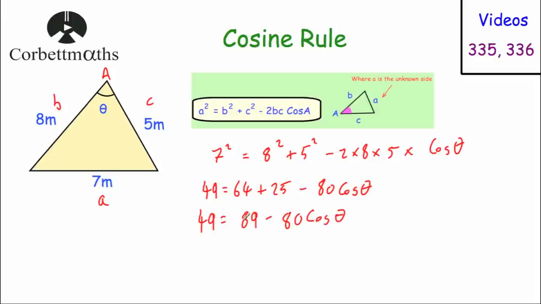Now we want to get the cos beta on its own, so let's get rid of this 89. So let's minus 89 from both sides, so minus 89 and minus 89.